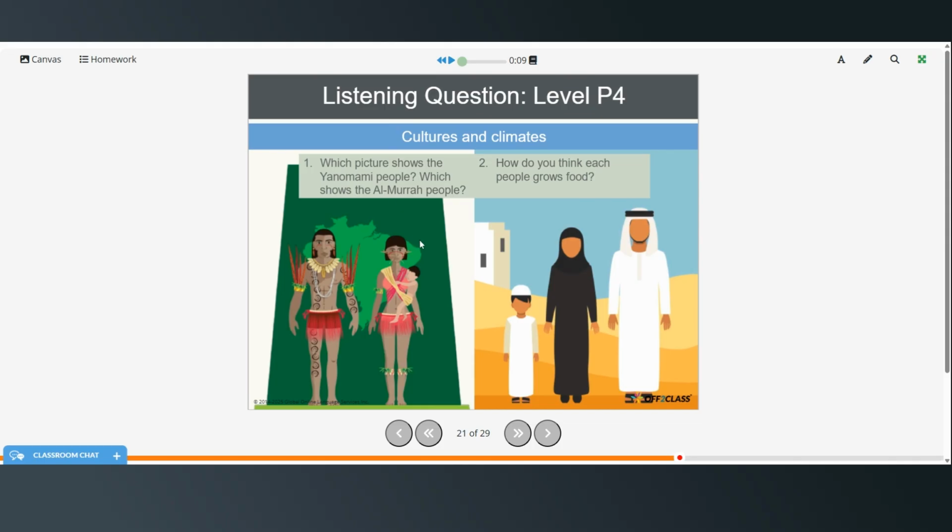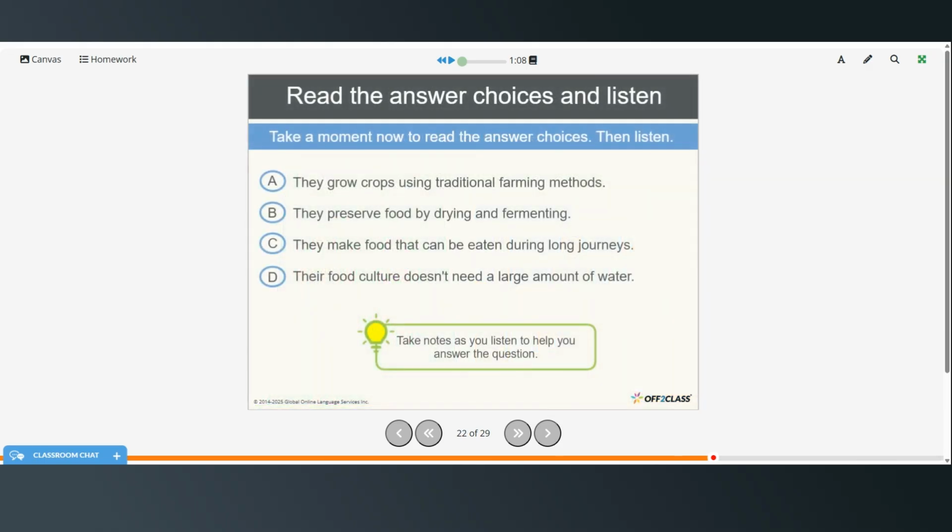Right, here are some additional pictures that you can use to help you before you listen. Which picture shows Yanomami people and which shows the Almara people, and how do you think each people grows food? Take a moment now to read the answer choices. Now listen and answer the question.